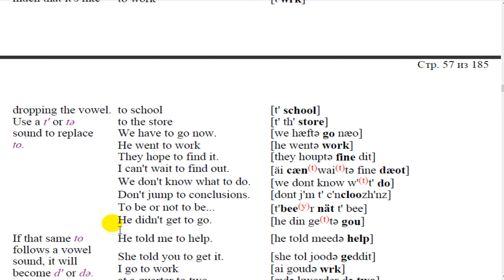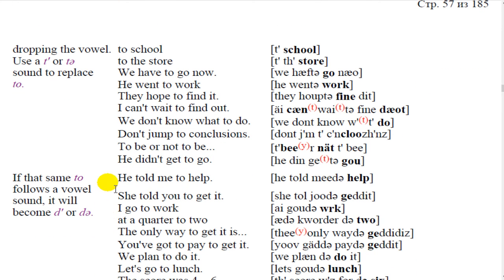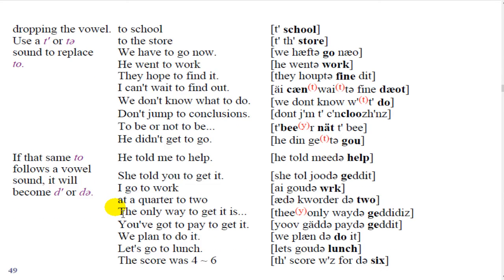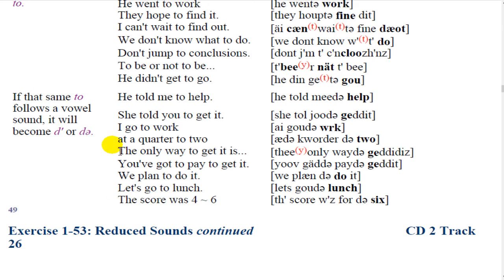He didn't get to go. He told me to help. She told you to get it. I go to work at 1:45. The only way to get it is you've got to pay to get it. We plan to do it. Let's go to lunch. The score was 4-6.